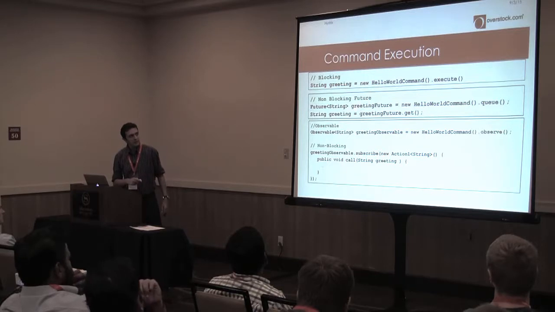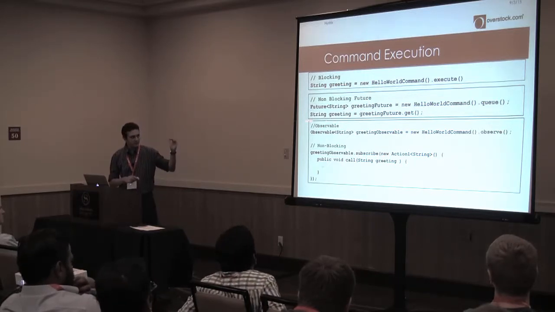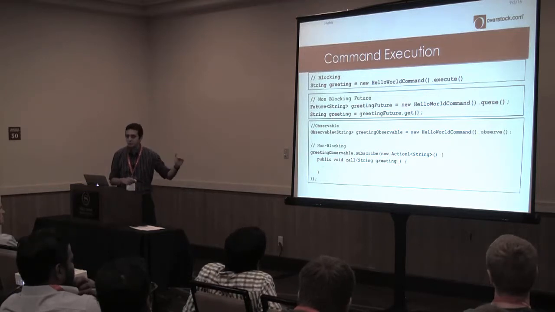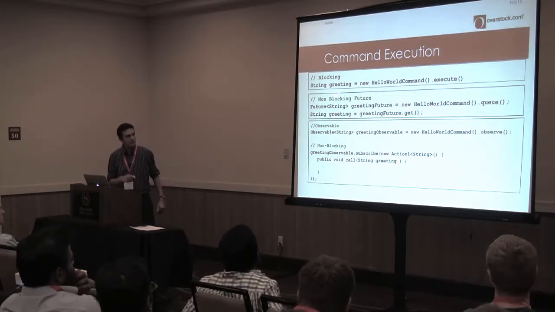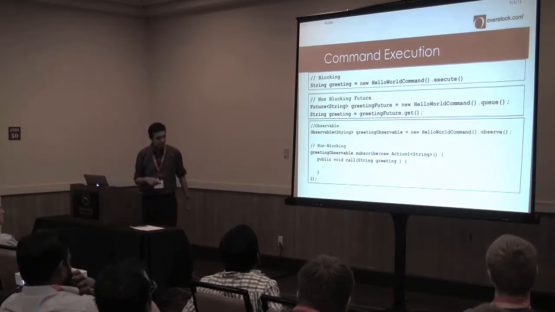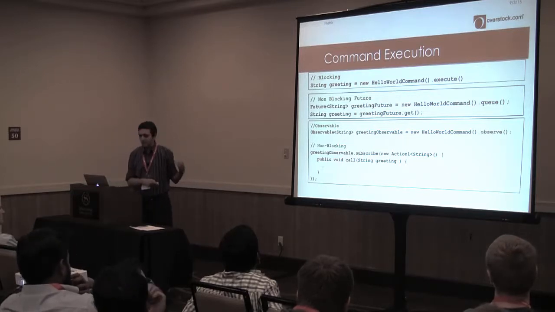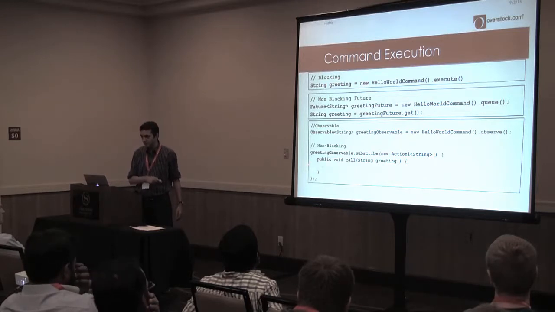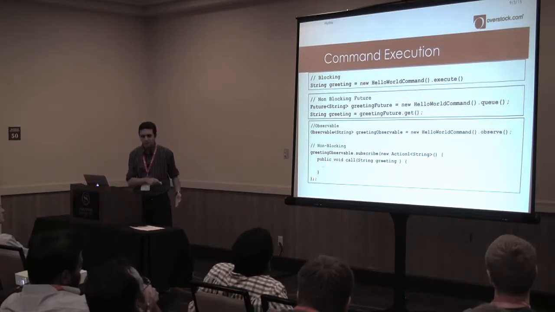There's another way you can do it: you can queue it up and obtain back a future, so you don't need to block. But at some point downstream, you will have to ask the future to get back the result. The third way you can do it is using observables, which Joel and I talked about. It's a way in which you can subscribe to a Hystrix observable with an observer that gets notified asynchronously.